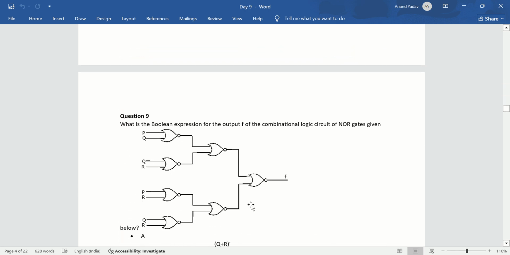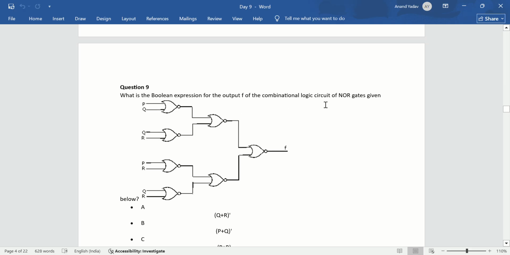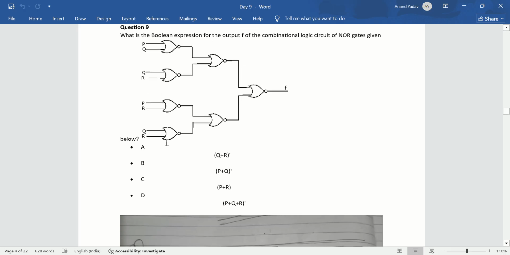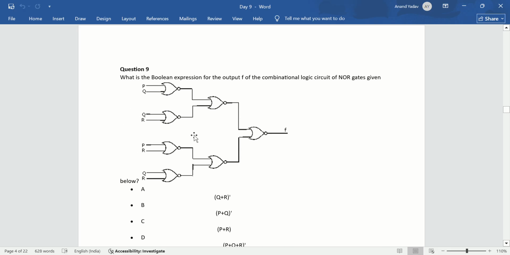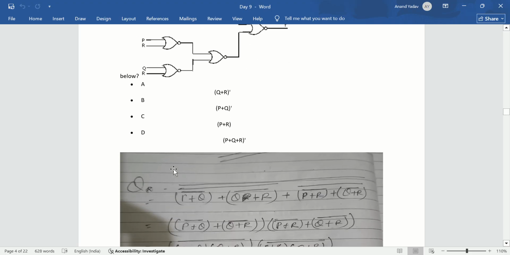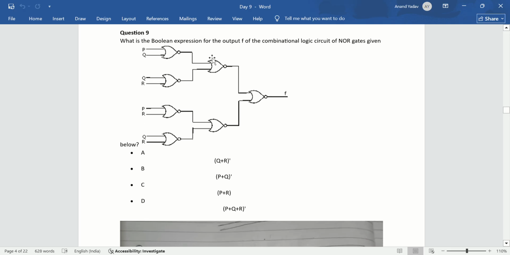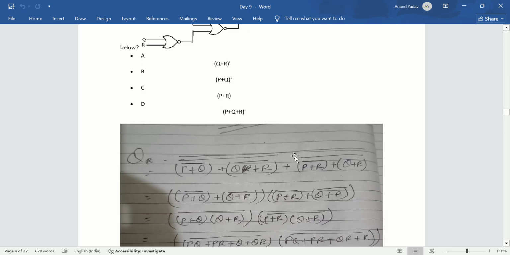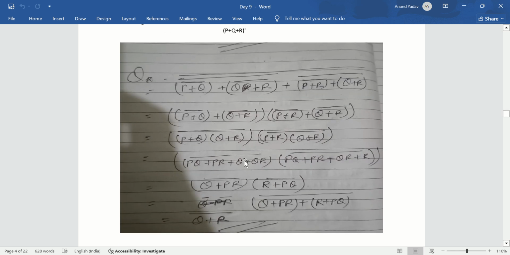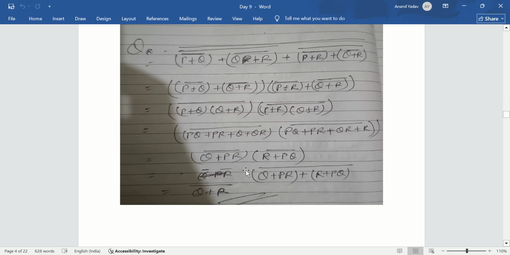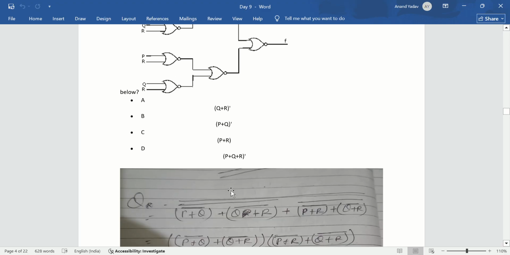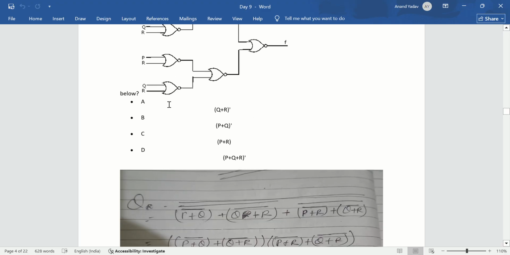Now next one is question 9. This is the Boolean combinational logic circuit with NOR gate operation. For this question I will solve this way. First we will take the whole bar of P plus Q, and then the bar of Q plus R, and then the whole bar of this, and then after performing this one also, I will get the whole bar of these operations. After performing these operations I will get Q plus R bar. So for this one, Q plus R bar, option A is correct.